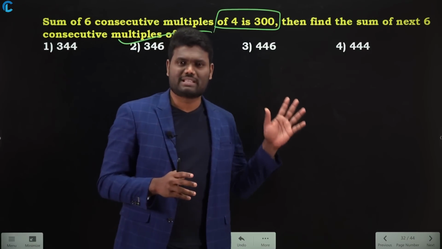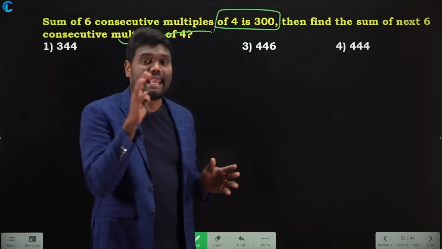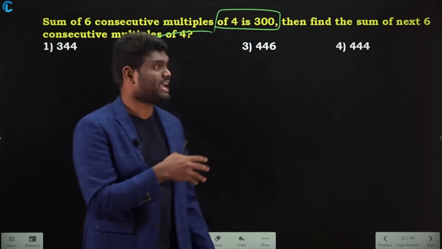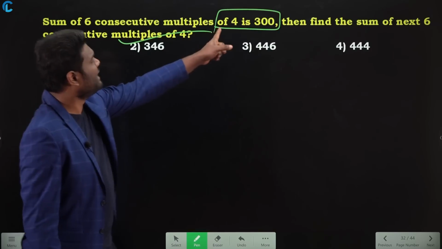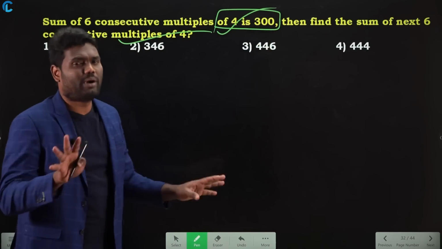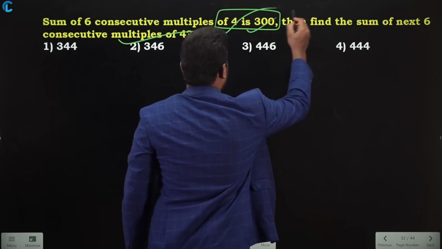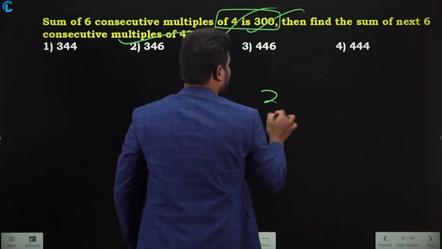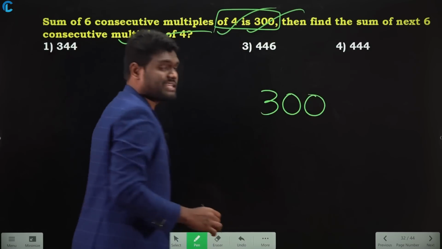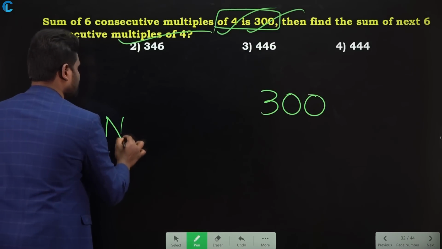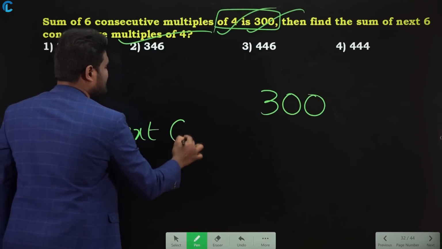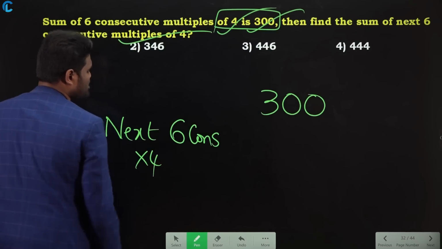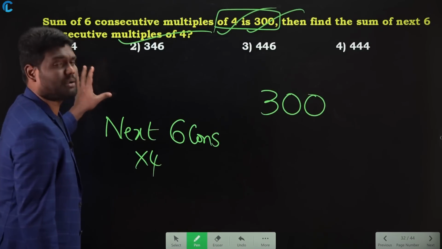Initially I gave you examples regarding consecutive numbers. Next I told you about consecutive odd numbers or consecutive even numbers. Now these are consecutive numbers but multiples of 4. You do not worry about that, no worries. Now what does it say? The sum of 6 consecutive multiples of 4 is 300. What they are asking is the next 6 consecutive numbers which are multiples of 4.